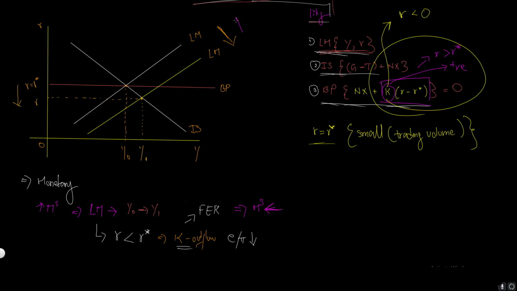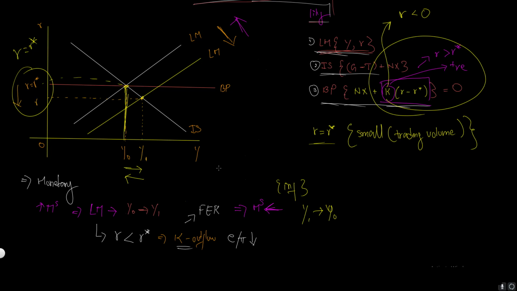That would cause the LM curve to shift backward and theoretically go back to the same equilibrium point. So if this was Y0 to Y1, we would go from Y1 back to Y0, coming back to our initial equilibrium point where r is equal to r star. Since we have no improvement in the income level of the economy, this policy is deemed to be ineffective. Because we have no improvement in the income level, we say that this is an ineffective policy to try to influence the income level in the economy.